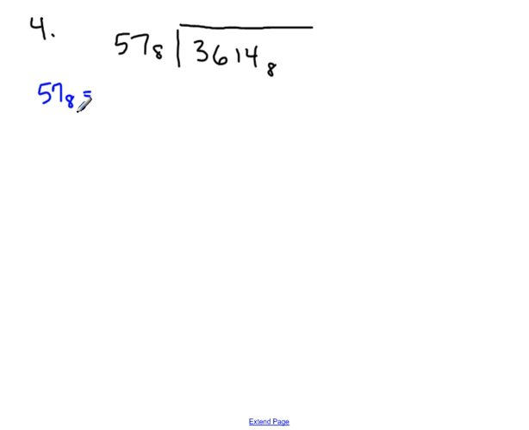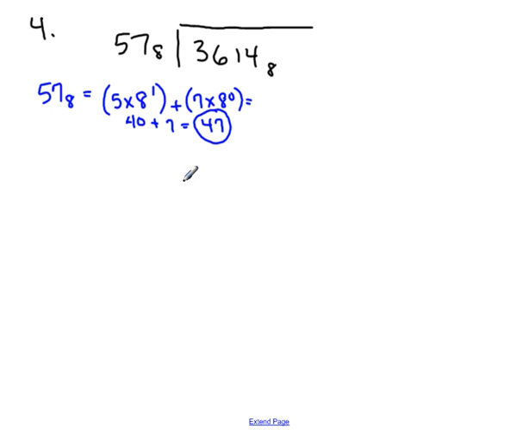Remember, going from any base to our base 10 means to multiply. So that's going to be 5 times 8 to the first plus 7 times 8 to the 0. Well, 5 times 8 to the first is just 40, plus 7 times 8 to the 0 is 7, so this number is 47. Okay, we're going to use that later.